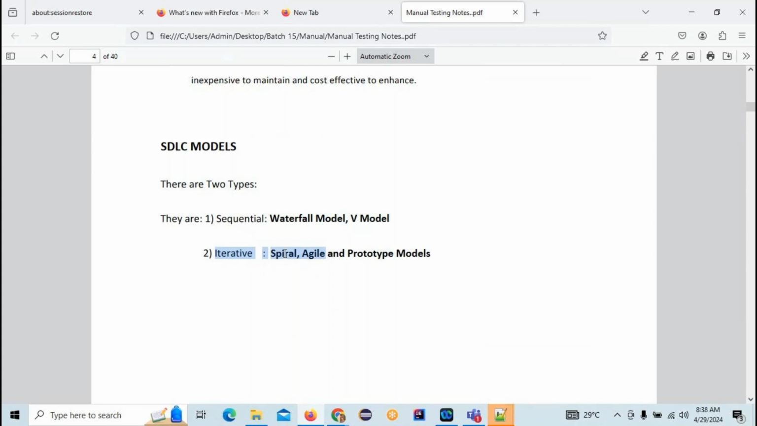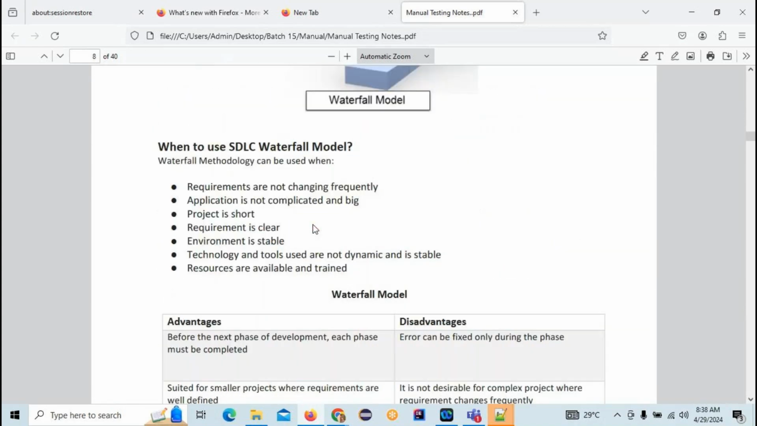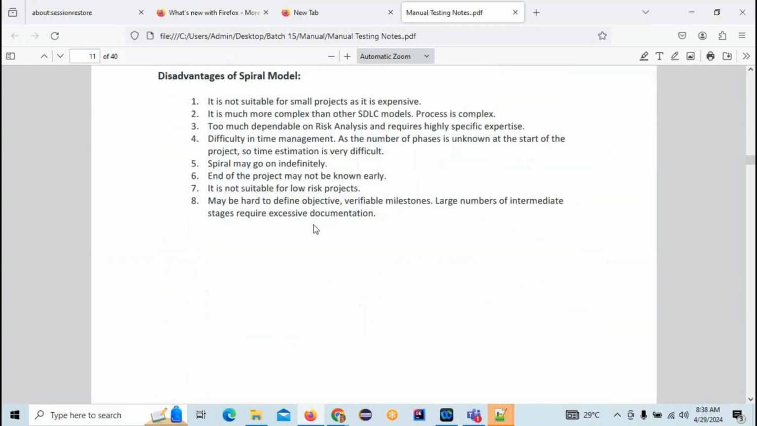Okay, so clear. First, you guys should be clear. You all are clear about the waterfall model, right? Clear or not? Yes, sir.